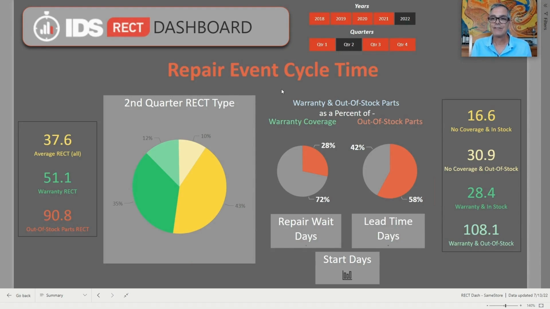All right, so be sure to dive into your numbers, mine your data often. Look at your lead time process, look at the repair wait process and start days, and really dive into the data. Your data is like gold. Mine it often, because there's a lot of little nuggets to be found in there.